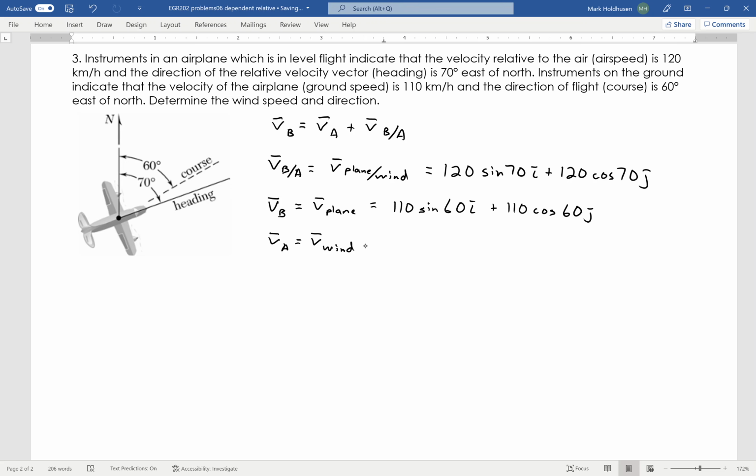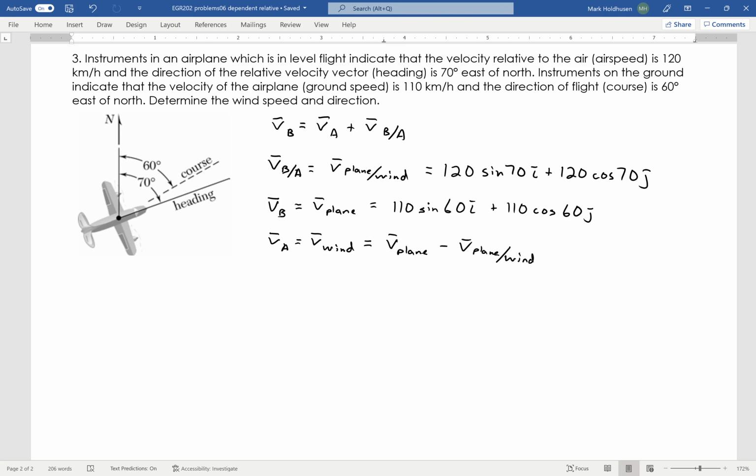Therefore, the velocity of the wind, again the velocity of A, is going to be the velocity of the plane minus the velocity of the plane relative to the wind. That's how we're going to figure out what the wind actually is. Knowing the actual velocity of the plane and subtracting from that the velocity of the plane relative to the wind, I'm just left with the wind, rearranging things, because VA is going to be VB minus VB with respect to A.